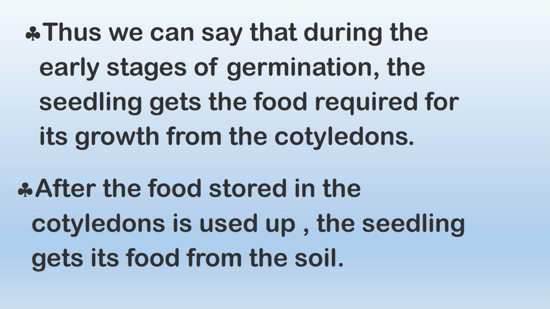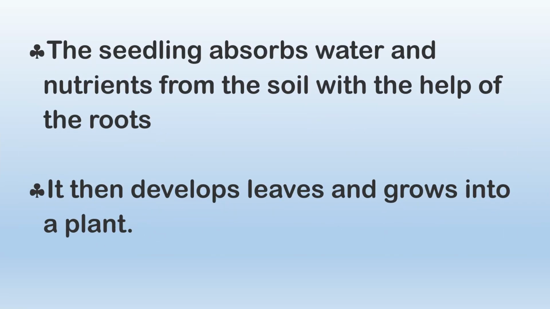We can say that during the early stages of germination, the seedling gets the food required for its growth from the cotyledons. After the food stored in the cotyledons is used up, the seedling gets its food from the soil. It absorbs water and nutrients from the soil with the help of the roots. It then develops leaves and grows into a new plant.